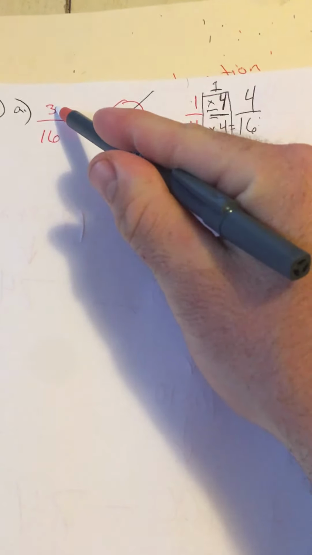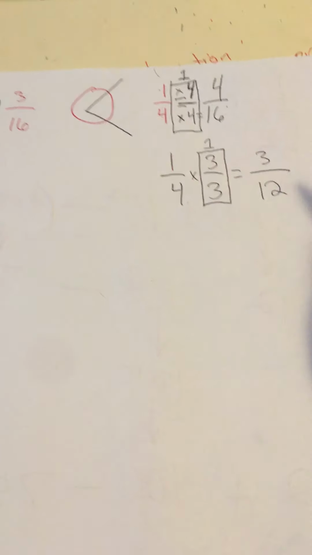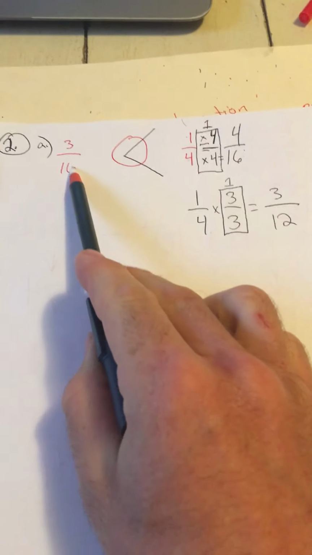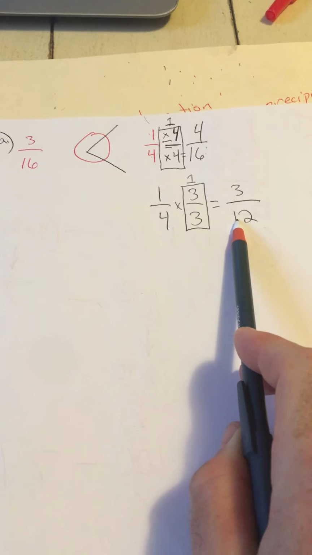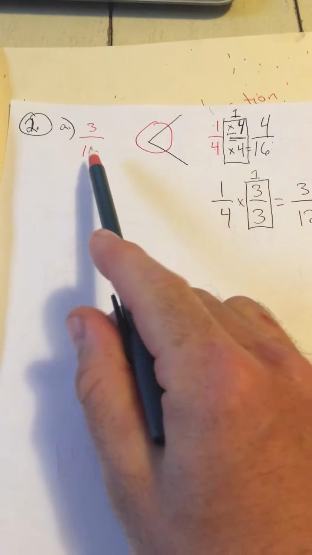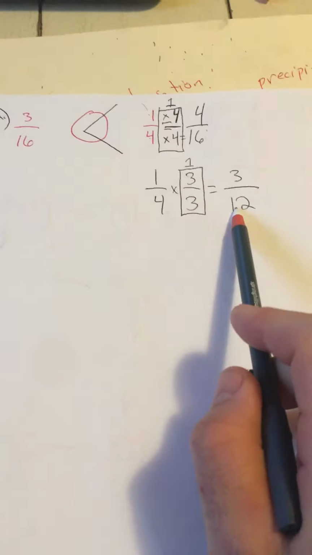So 1 times 3 got us to 3. That way we both have the same numerators. And then 4 times 3 is 12. So if you look at it this way, this is making common numerators. We have 3 16th size pieces, or we have 3 12th size pieces. And the bigger the denominator, the smaller the pieces, because it's the same size whole cut into 16 pieces, they're going to be smaller than if you only cut it into 12 pieces.